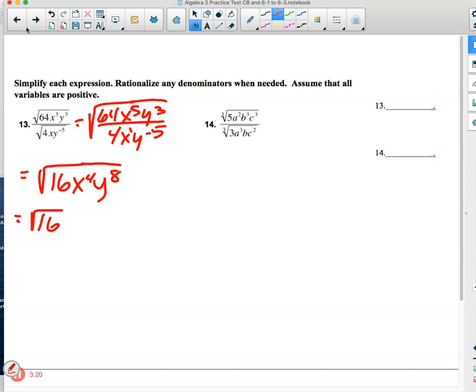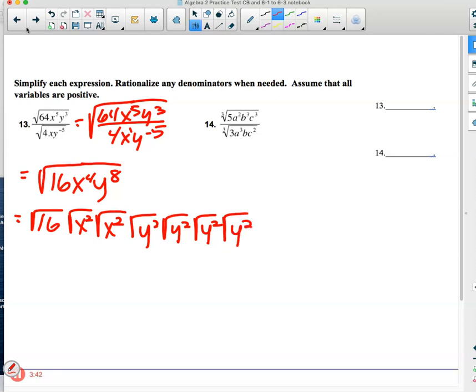Then we realize numbers behave differently than variables, so I'm going to split that square root of 16 out there by itself. And I have the square root of x to the 4th, which I can split up into the square root of x squared and the square root of x squared, so that I have those perfect square roots of something squared. And then for my y's, I'm going to need 4 of those. Why do I need 4? Because 2 plus 2 plus 2 plus 2 is 8, and it has to get me back to what it was. So the square root of 16 is a 4. I'm going to have an x and an x, and then I'm going to have a y times a y times a y times a y.